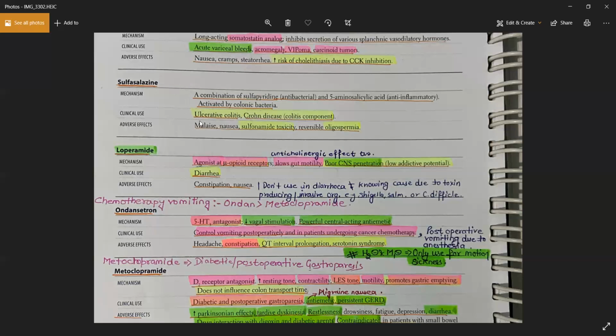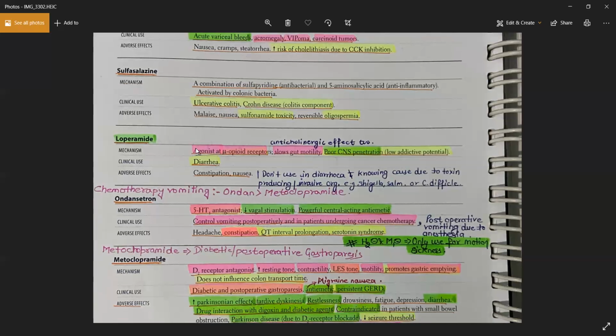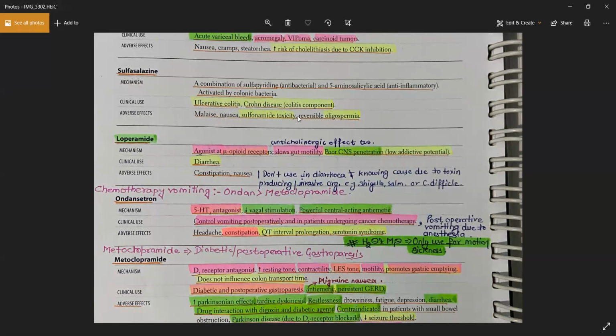And by what symptom can you know that the patient has Crohn's disease in the colon? Not by the labs, but by the symptom. Bloody diarrhea. Yes, exactly. Whenever you have bloody diarrhea, that means the patient is having colitis, which could be ulcerative colitis or the colitis in Crohn's disease. All of them can cause sulfonamide toxicity. Of course, they can cause oligospermia, malaise, nausea, G6PD-related hemolysis, and other side effects of the sulfonamides.